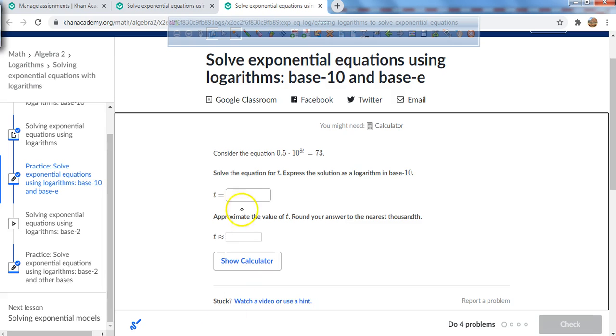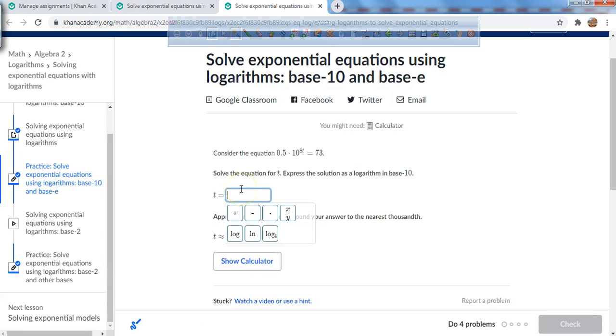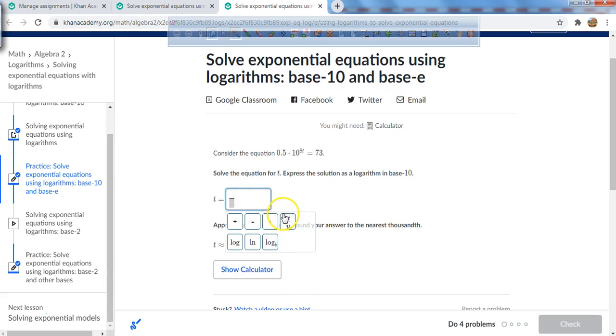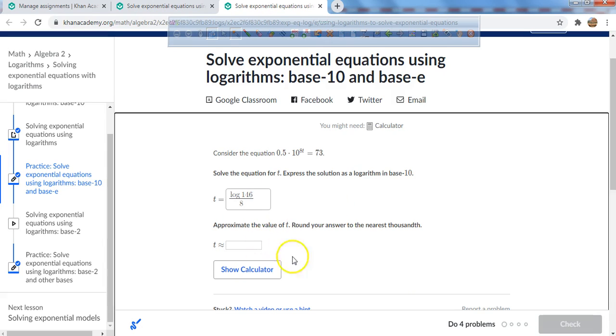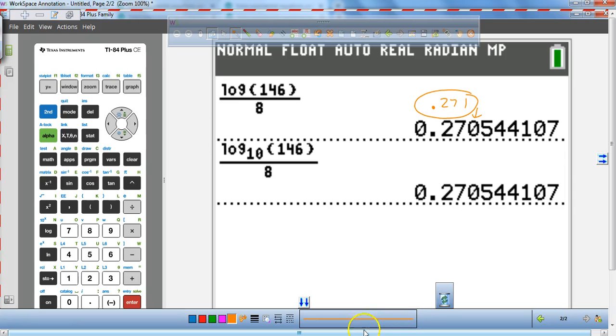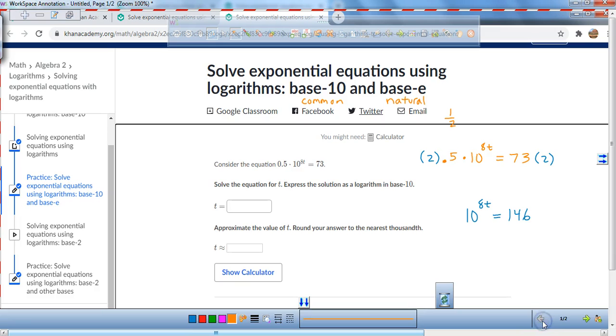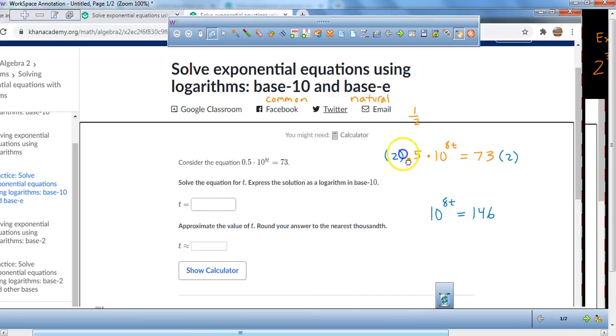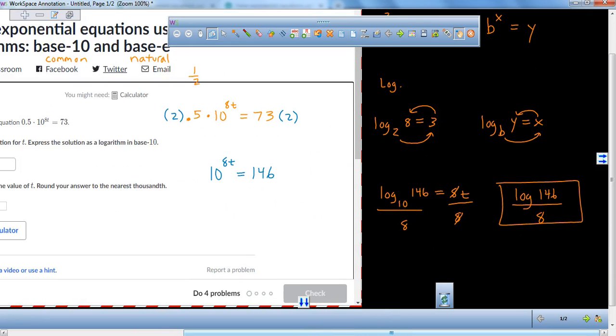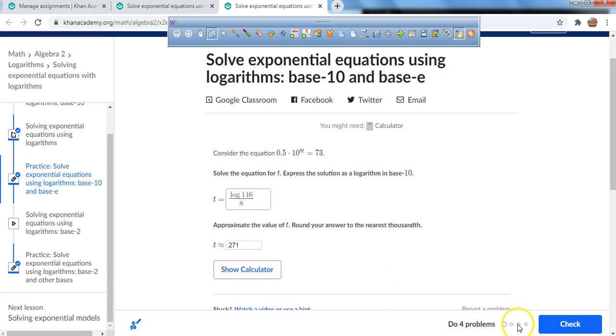All right, so here we go. Right here, let's look at the exact expression. Over here to the old fraction, put a log. We're going to type in 146 over 8. And then what do we get as our decimal? 0.271, because it rounded to the nearest thousandth. Make sure I wrote it down right. Yeah, log 146 over 8.